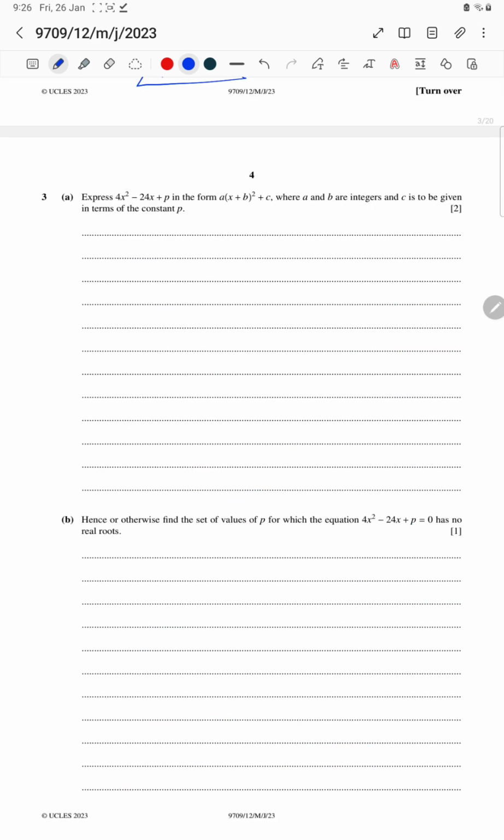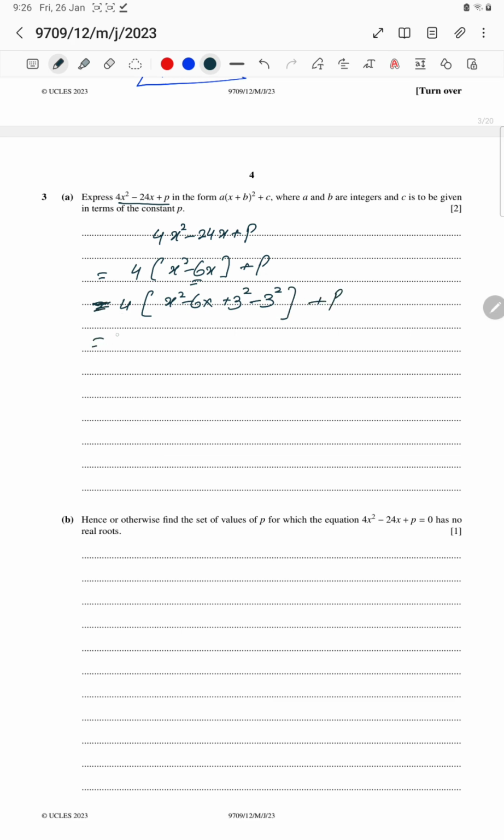I hope you got it. Okay guys, in question number 3, it is given to express this in the form of this one, so it means we have to do this by using the completing square method. So for that, if we take common first, 4x square minus 6x plus p, now the rule says half of 6 is 3. So 3 square will be added with it and minus with it the same, plus p.